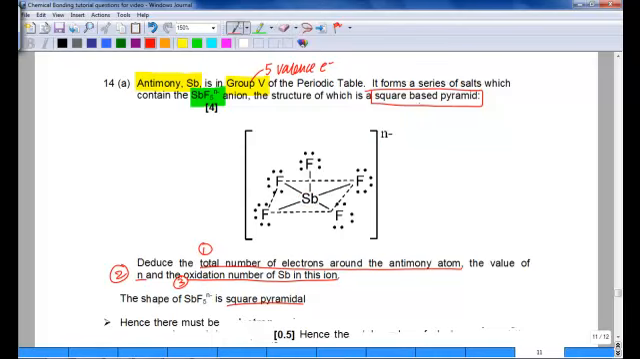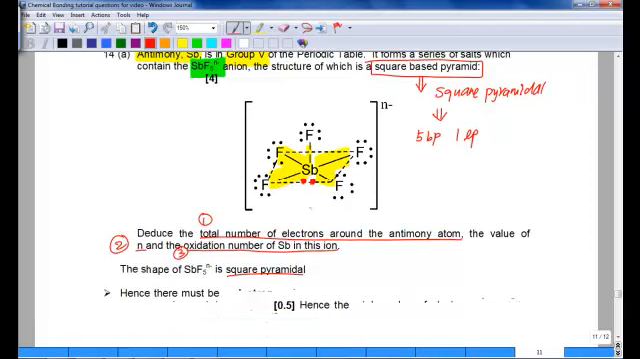Well, of course we start from the shape. Square-based pyramid is just square pyramidal, and in this case we know that it must have 5 bond pairs and 1 lone pair. So we use this on the diagram. I have 1, 2, 3, 4, 5 bond pairs and 1 lone pair. So my lone pair definitely must be here. Correct?